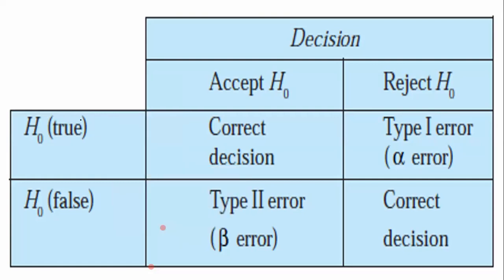So one possibility is that we are conducting the hypothesis testing, and finally we come to the conclusion that we are supporting H0. This is one possibility. This is our decision. And another possibility is we are supporting H1. These are the only two possibilities on the basis of the sample.